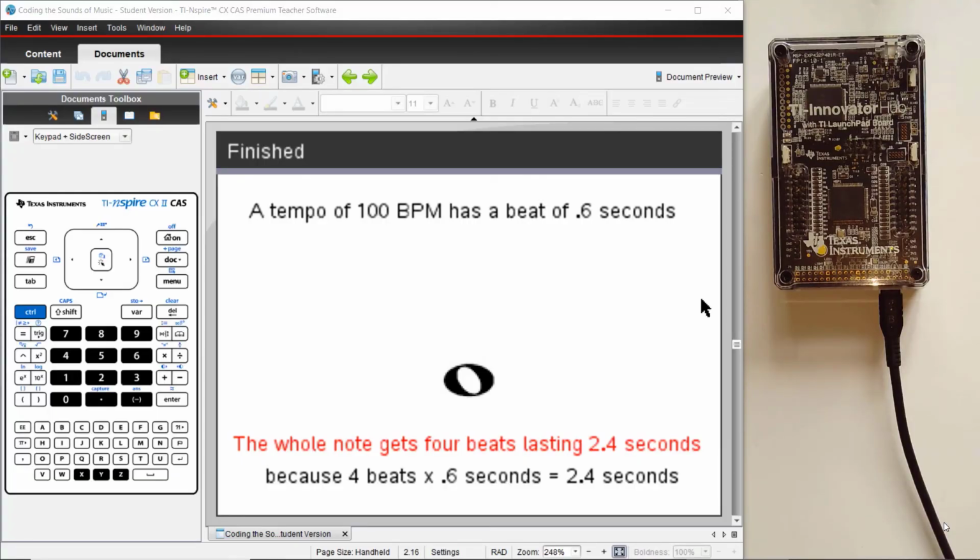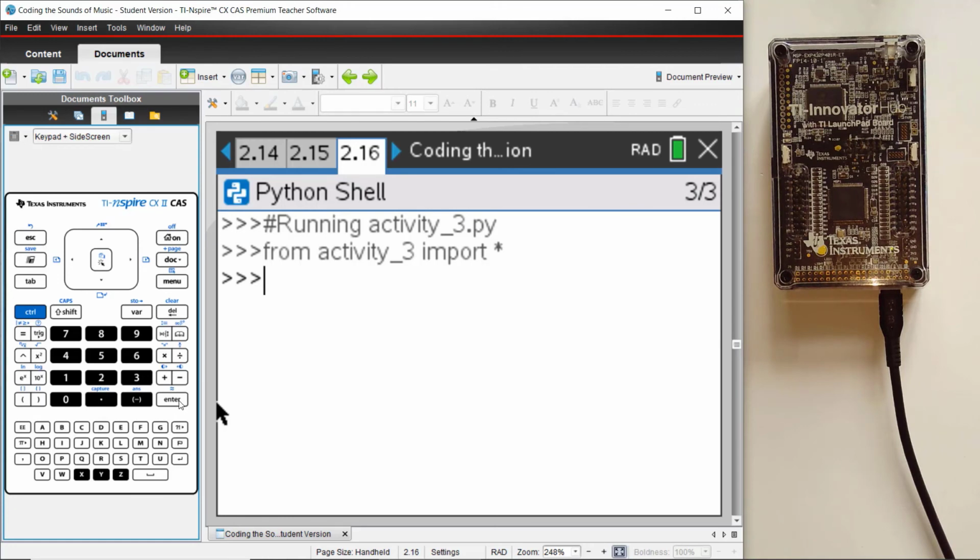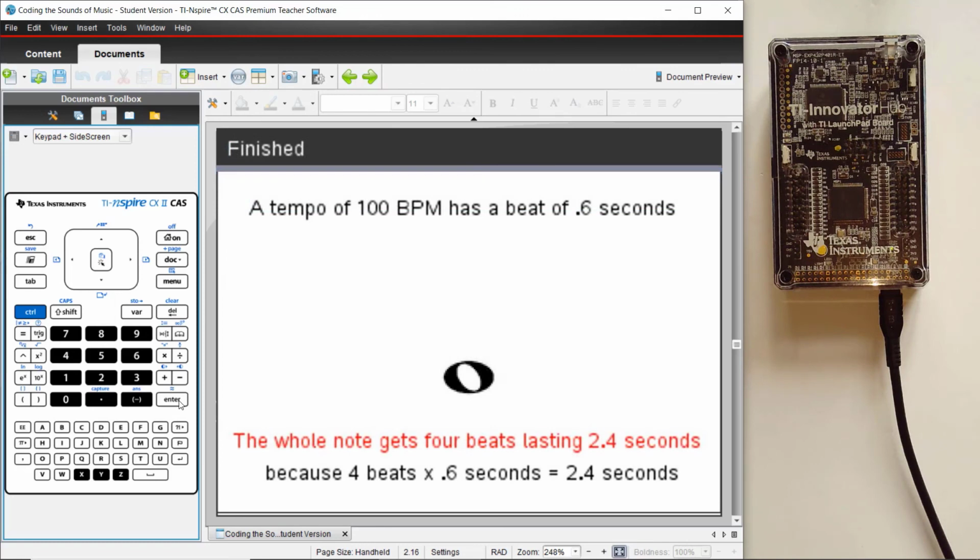Remember, when the simulation has finished, to press Enter one more time to exit back to the shell. Did you notice how the quarter note gets 1 beat, the half note gets 2 beats, and the whole note gets 4? Did you also notice at the bottom how the calculation for each note is completed?